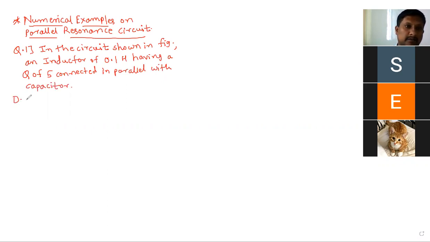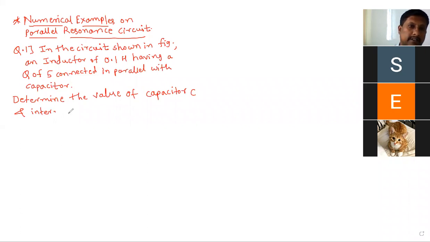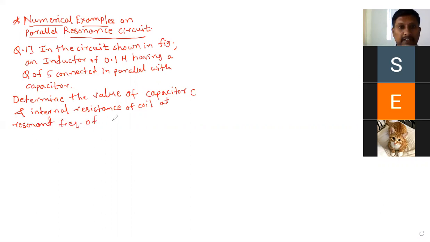Determine the value of capacitance C and the internal resistance of the coil, if the circuit is resonant at a frequency of 500 radian per second. And the diagram is given.